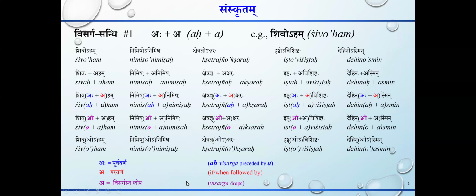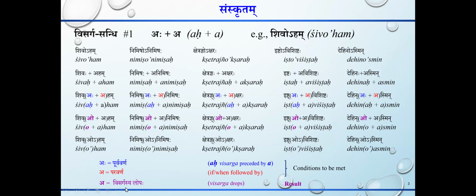Okay, so for the Visarga to drop, these are the conditions to be met. The Purva Varna should have a Visarga which is preceded by Rasva A, and the Paravarna, after the Visarga, what you encounter is a Rasva Akara. If that condition is met, there is an Akara followed by Visarga, followed by another Akara, then the Visarga drops, and that is the result.